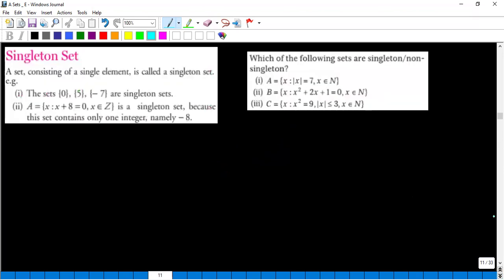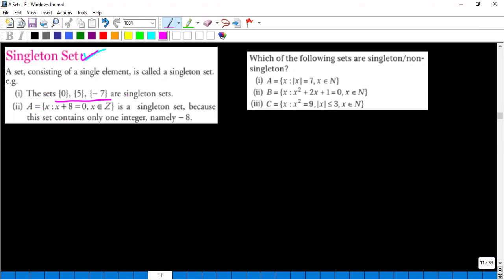Let us see another type of set: singleton set. What is meant by singleton? Singleton is nothing but a set in which we will see only one element. If no element, it is called an empty set. If there is only one element, it is called a singleton set.